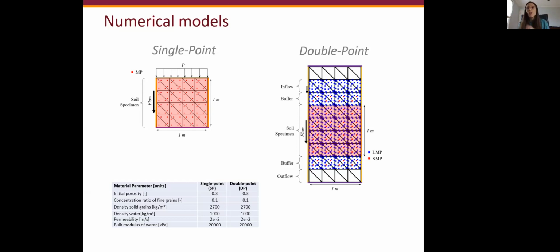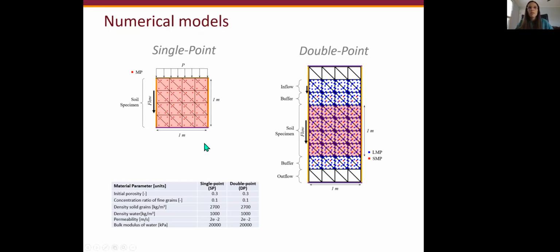On the right-hand side, you have the exact same erodible soil specimen represented in pink or red, and on top of that, you have these inflow elements that add liquid material points at a certain rate. So we basically impose the vertical velocity at these liquid material points in order to induce the same flow rate as in the one on the left-hand side. So both models are slightly different, but we represent the exact same mechanism.